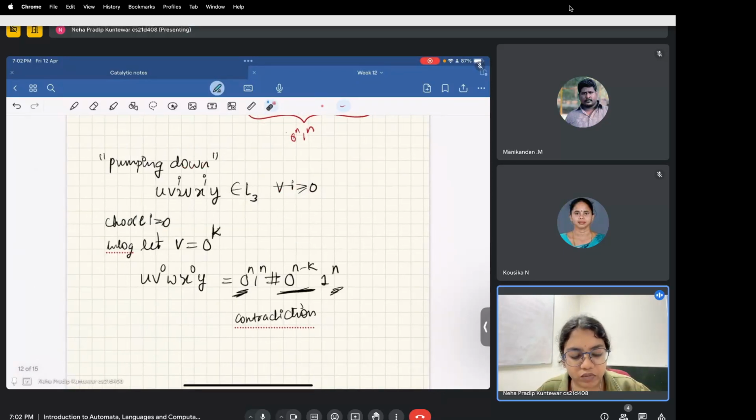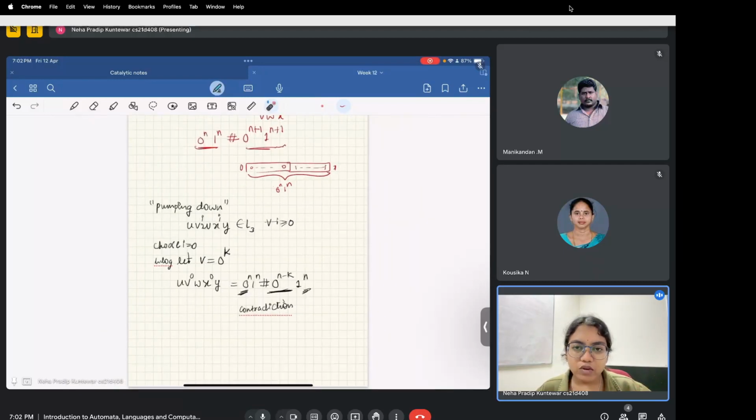By pumping down, we mean that in this u v to the i, w x to the i y, we choose i to be 0. And once you choose i to be 0, we are going to either cut down on the number of zeros or on the number of ones. Then you get that the string on the right is strictly smaller than the string on the left. So again, you get a contradiction. Therefore, it can't be a substring, and that gives you the contradiction. So hence, no matter how you break it up, you end up with a contradiction.